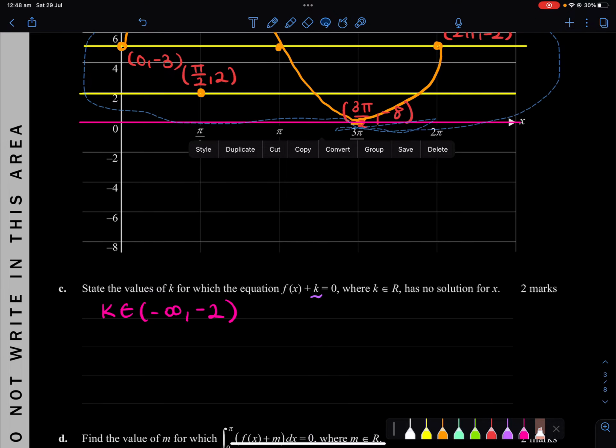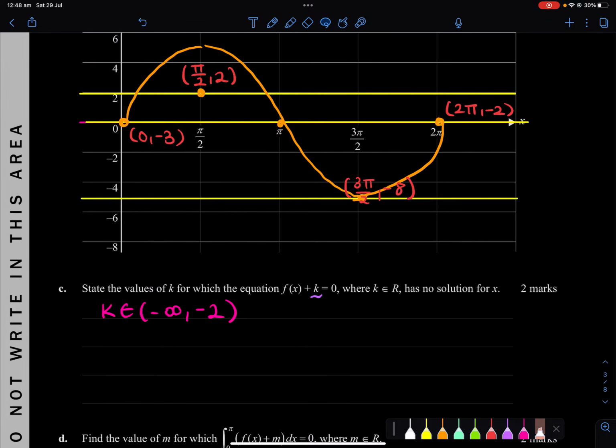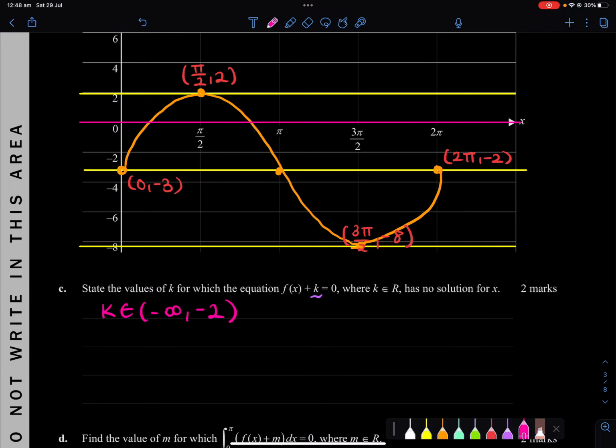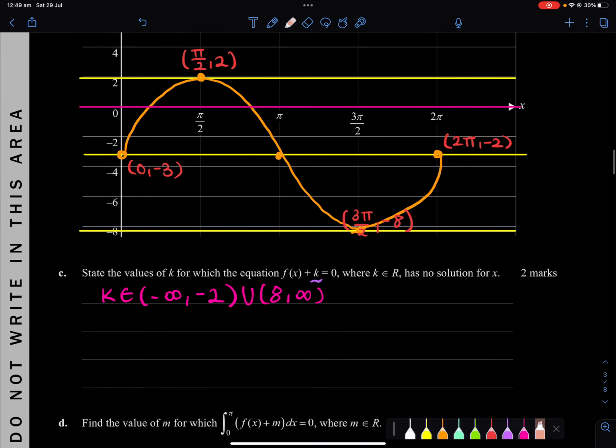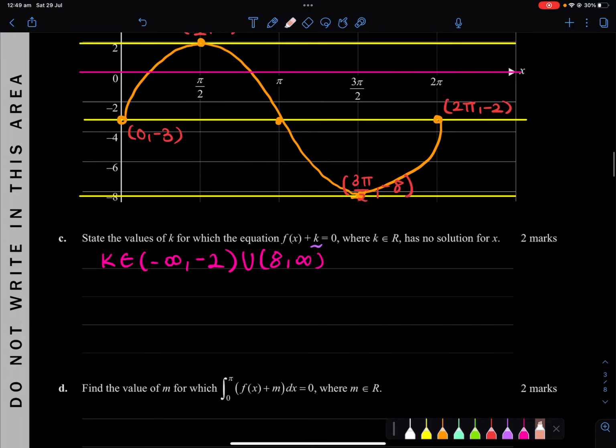Okay, so we can say that if we put the function 8 and higher, so from 8 to infinity, because at 8 and we go up and up and it goes forever, we will never touch that graph again. So we can say, if we put this graph back here, we can say another solution. So union from 8 to infinity also gives you the answer. So I think that's the answer. So state the values of k for which this has no solutions, which we have done over here. Okay.